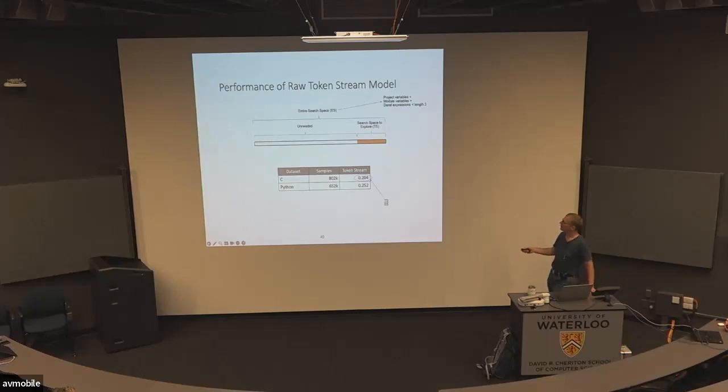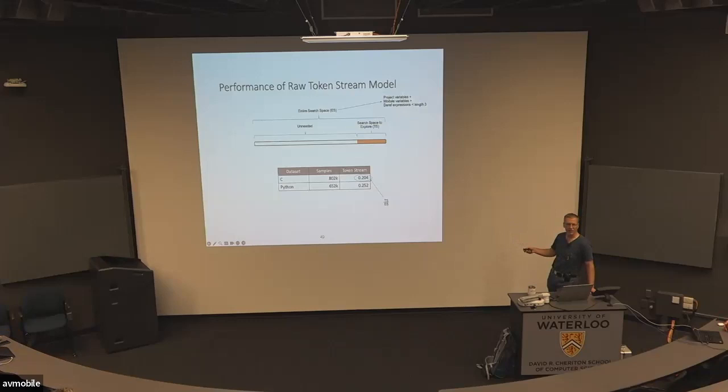And it did pretty well. So the entire search space is all the project variables that are in scope at a hole, all the module variables that are in scope at that hole, and all the dereference expressions that can be built from variables that are in scope at that hole up to length 3. Clearly this is infinite, so I trimmed it. So that's this search space.